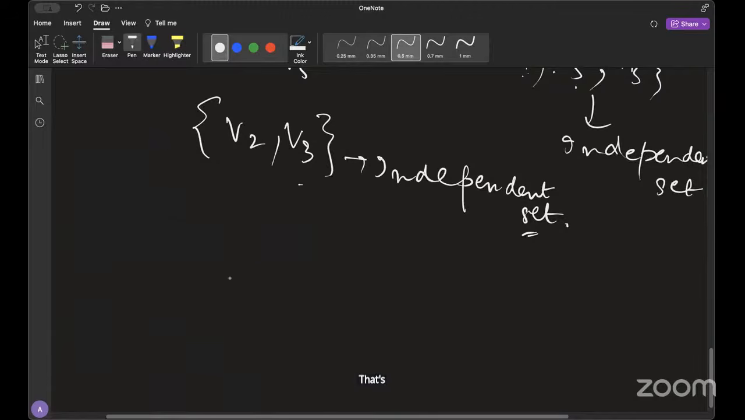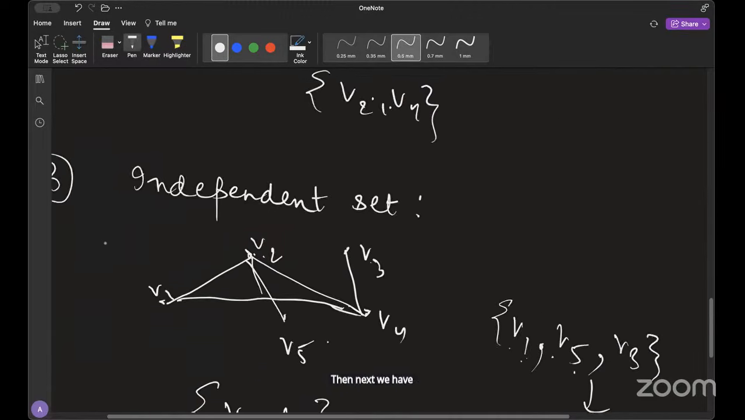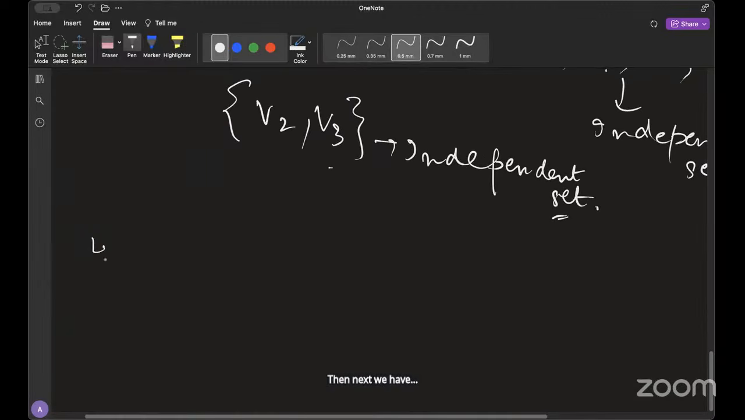That's about independent sets. Then next we have... Repeat the independent set, I lost my connection.